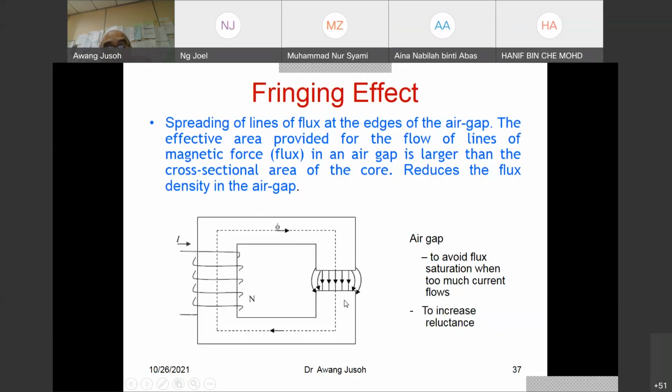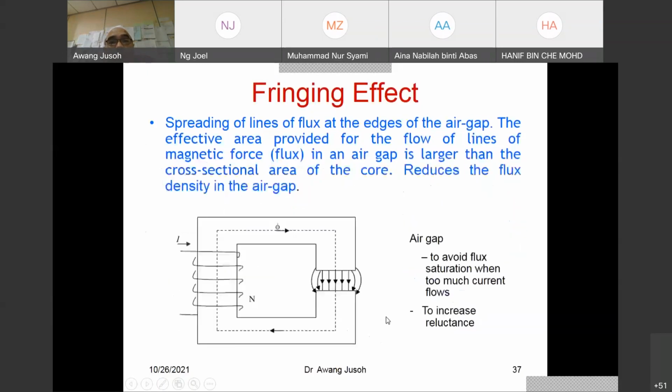Saturated means, as I showed you last time, when we have the BH curve, when the system is saturated and we apply current, the flux density stays constant. You cannot increase it anymore. Also, the impact of the air gap here is that it will increase the reluctance of the system. We will see later on the importance of the air gap.